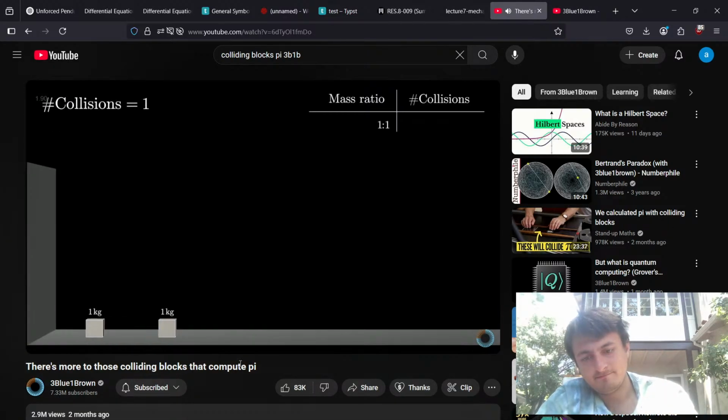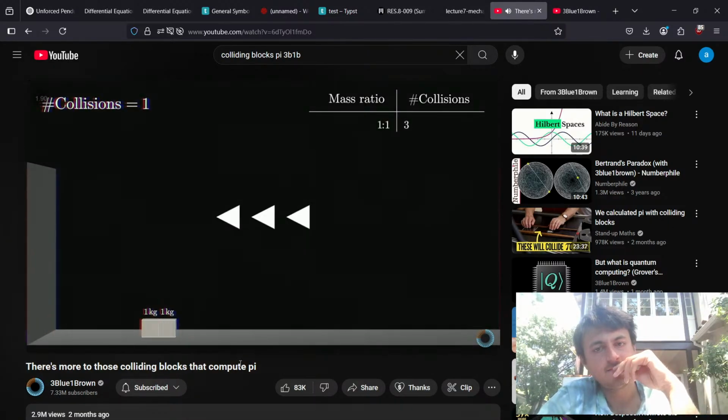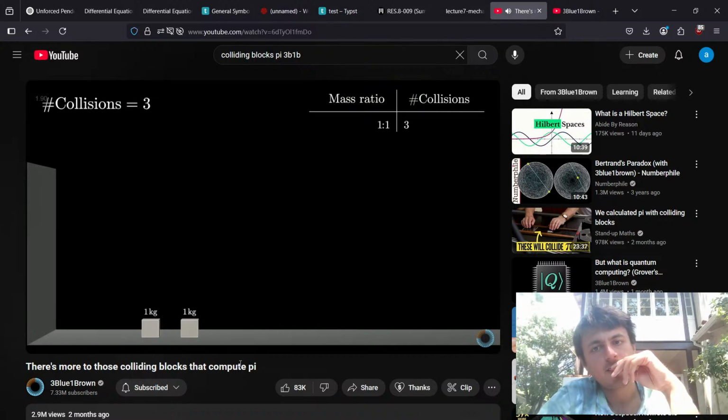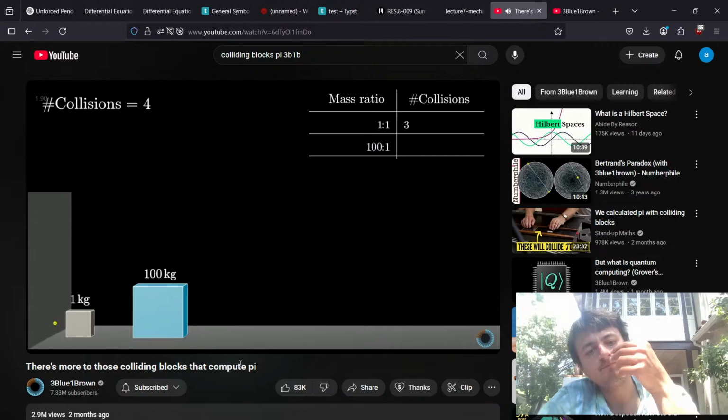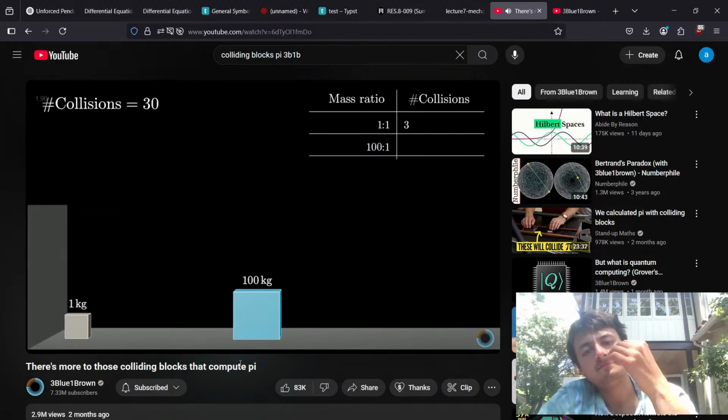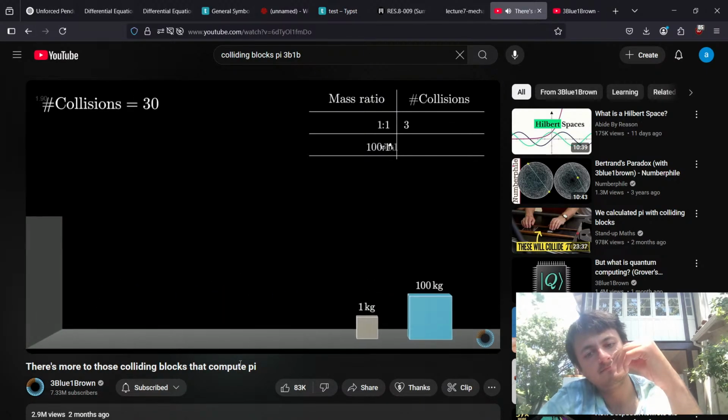So for example, in the smallest case, where both blocks have the same mass, with each collision, all of the momentum gets transferred from one block to the other, and including that one clack against the wall, the final count is 3. If that right block is bigger, maybe 100 kilograms, it means it has a lot more momentum when it's coming in, so it takes a lot more collisions to fully redirect that momentum. In this case, with the mass ratio 100 to 1, the total number of collisions is 31.